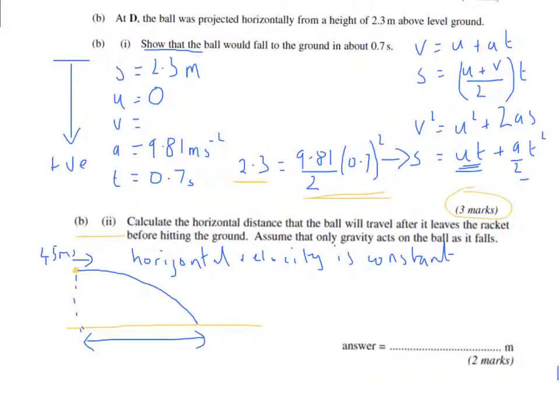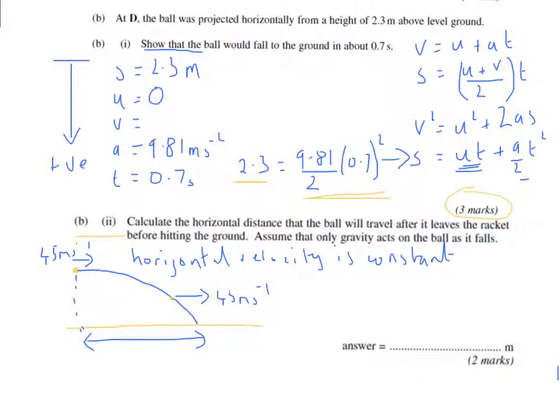We got that from, I think they gave you that information and we had to show it. So that velocity will never change, even when the ball's there, it's still going to be 45 meters per second. And we know the time that the ball is in the air because we got that from B1. We know that's 0.7 seconds.